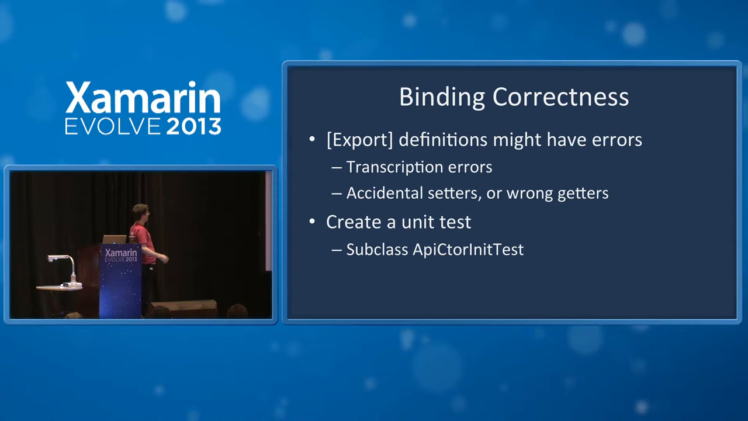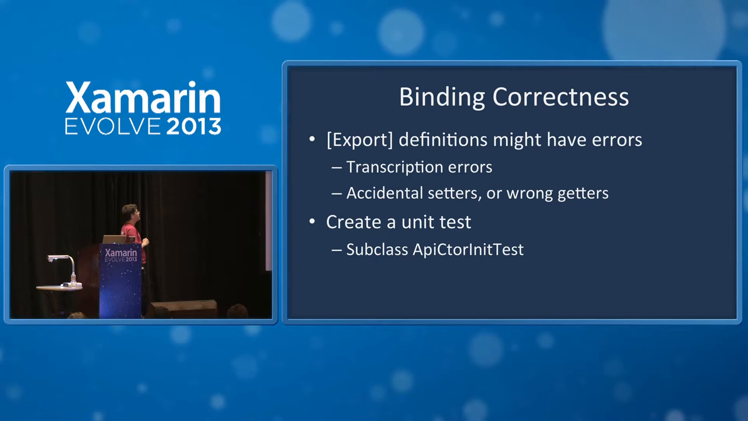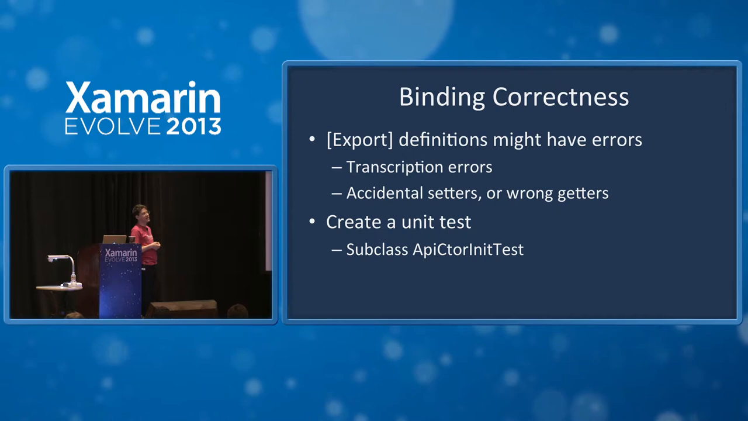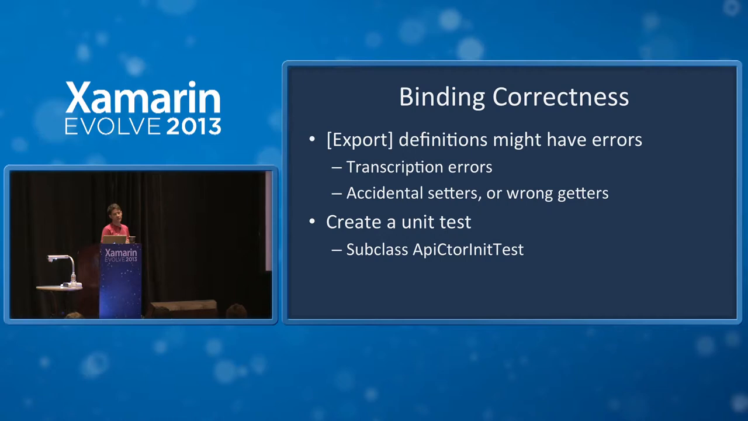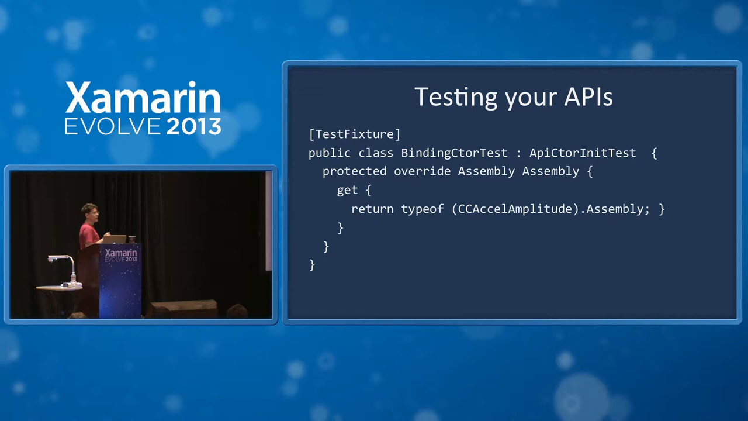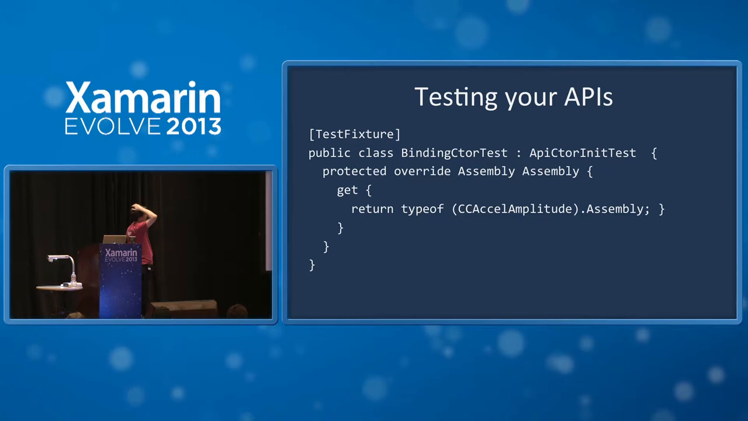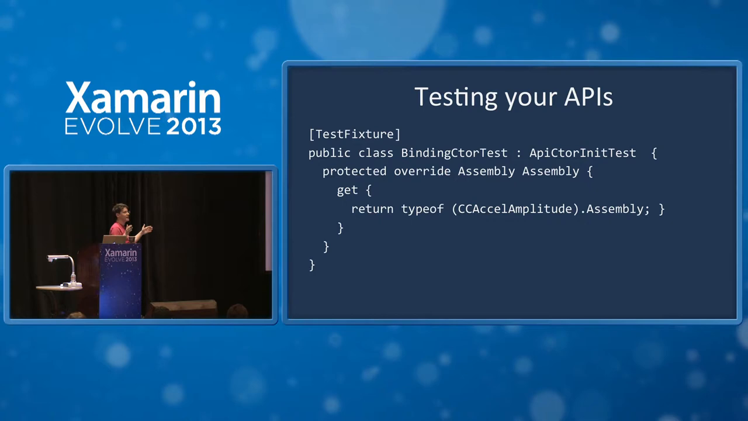So what you can do is you should create a unit test. As part of your unit test framework, you create a unit test. All you have to do with the standard MonoTouch unit test is subclass this special class called ApiCtorInitTest. Let me show you how it's done. And that will ensure that all of your selectors are tested, right? So this is all you have to do to check your API for a particular API. So you just do this, and it will scan all of your types and make sure that every method that you specify can be invoked and is present in your assembly.